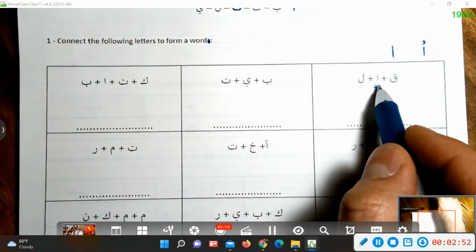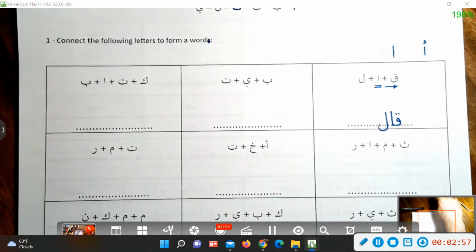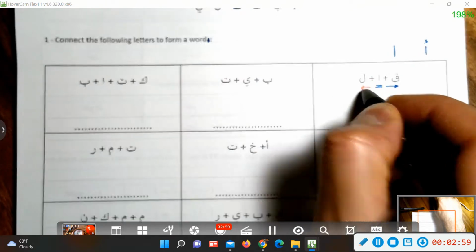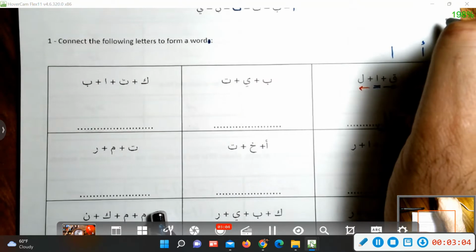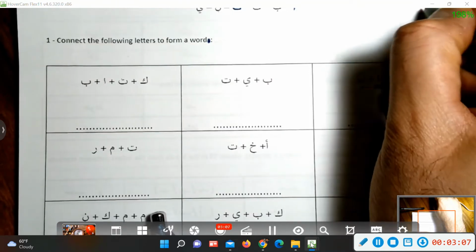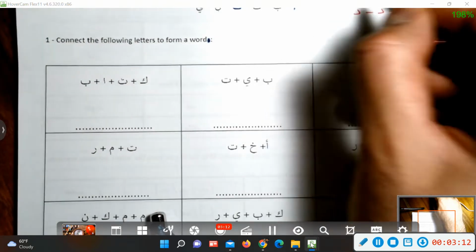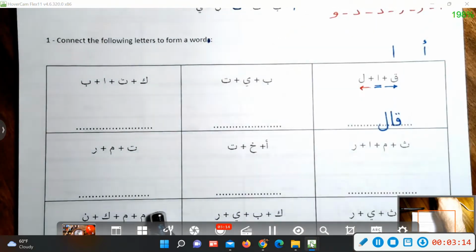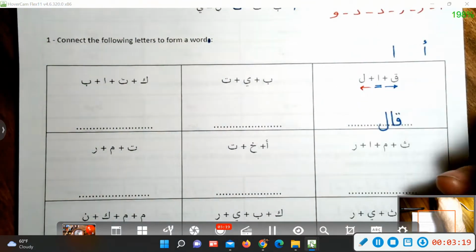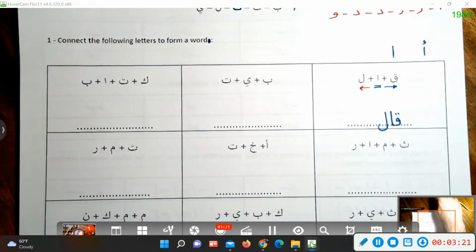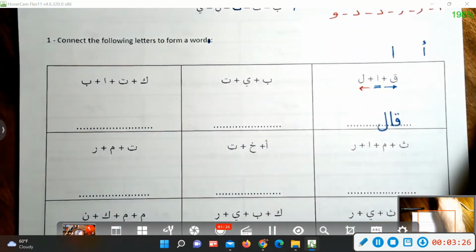Now here alif connects to the letter to the right of it, but it does not connect to the letter that comes after it. Why? Because it's one of the 6 letters that don't connect from the left side, which are alif, ra, zay, dal, dhal, and waw. These letters don't connect from the left side, only from the right side. So every other letter connects from right and left. These 6 don't connect from left, only from right.